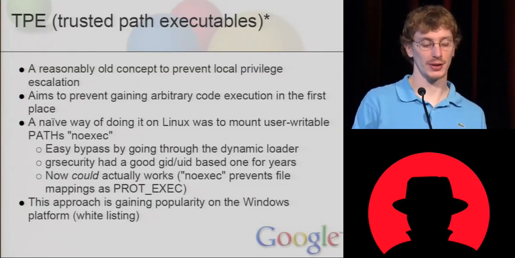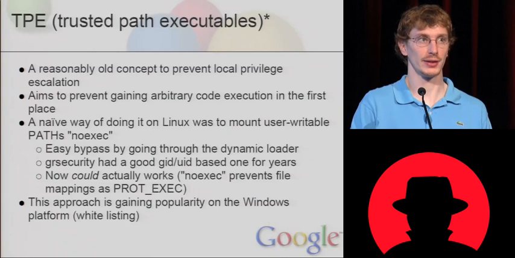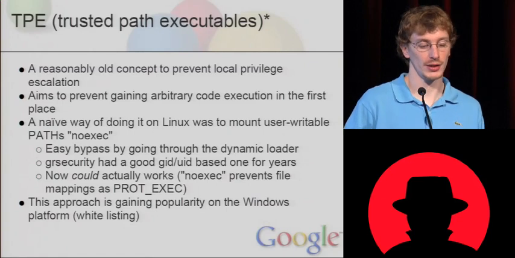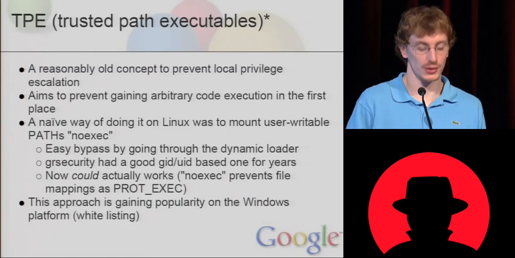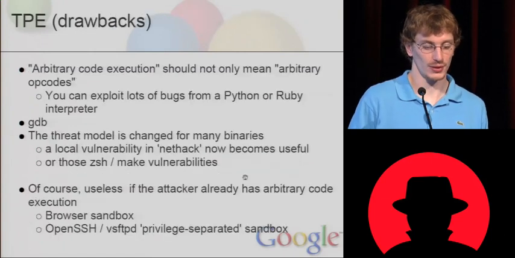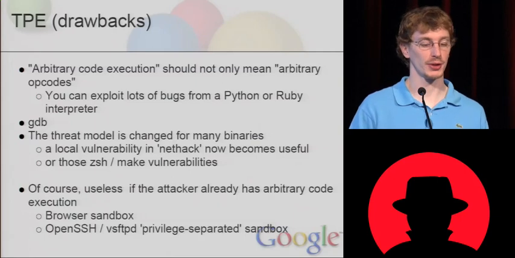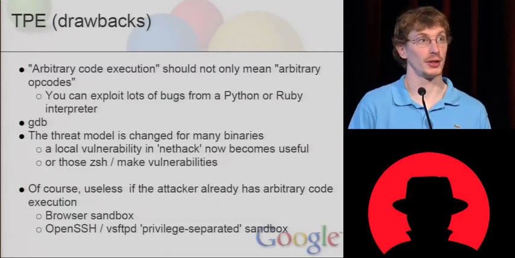So this approach is gaining some popularity on the Windows platform through whitelisting. We've seen a few products that try and perform whitelisting on the Windows platform. So the idea is just to prevent gaining arbitrary code execution in the first place, so that you can't attack the kernel. But of course, there are tons of ways to bypass this, because arbitrary code execution should not only mean arbitrary opcodes.